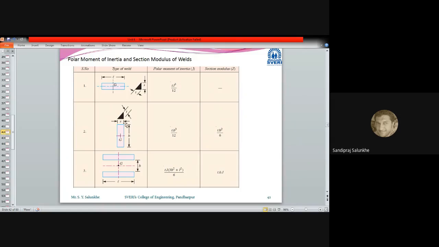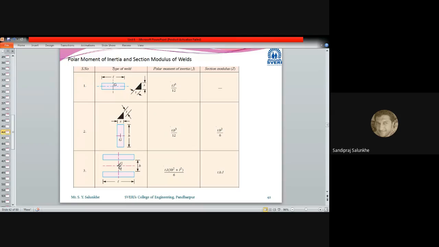Likewise, if a vertical rectangle is there, or two parallel rectangles of welded joints. Now here we are going to consider only these welding strips, and we are going to calculate the polar moment of inertia of those strips.